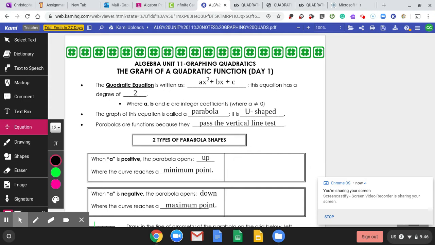Okay, so for those of you who got it right, the equation has a degree 2 because its highest exponent would be a 2. Now, what that means is when we have a picture, it could possibly cross the x-axis 2 times maximum. That's it.